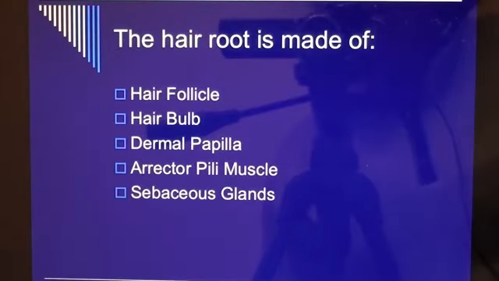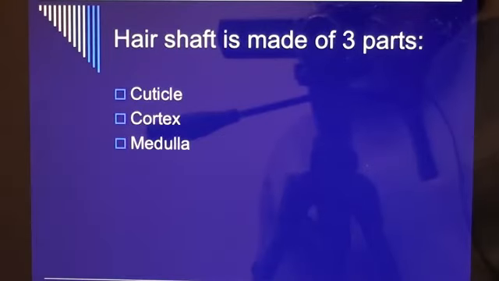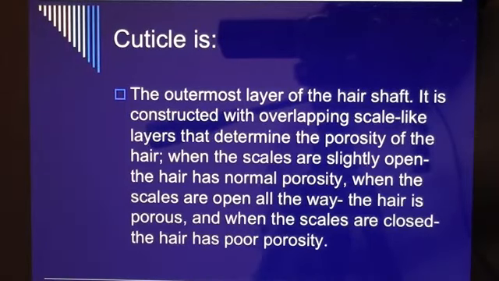The hair root is made of hair follicle, hair bulb, dermal papilla, arrector pili muscle, and sebaceous gland. Hair shaft is made of three parts: cuticle, cortex, and medulla. Cuticle is the outermost layer of the hair shaft. It is constructed with overlapping scale-like layers that determine the porosity of the hair.